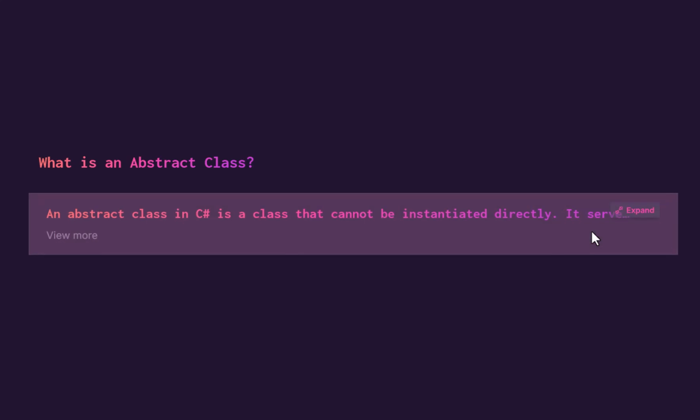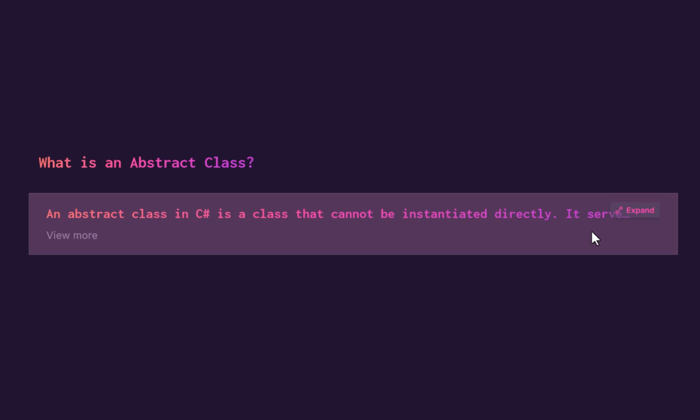Hello and welcome back. In this session, we will explore abstract class in C#, a key feature of object-oriented programming language that helps you define flexible and reusable design. Today, we will create a shape system where each shape will calculate its area using an abstract method.